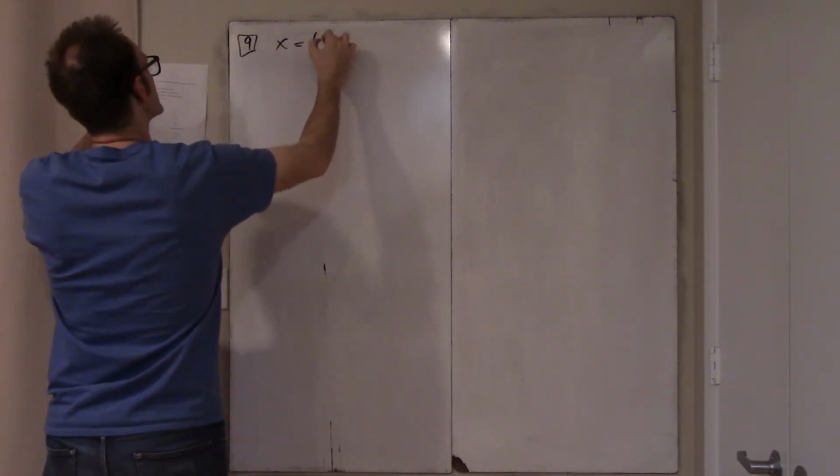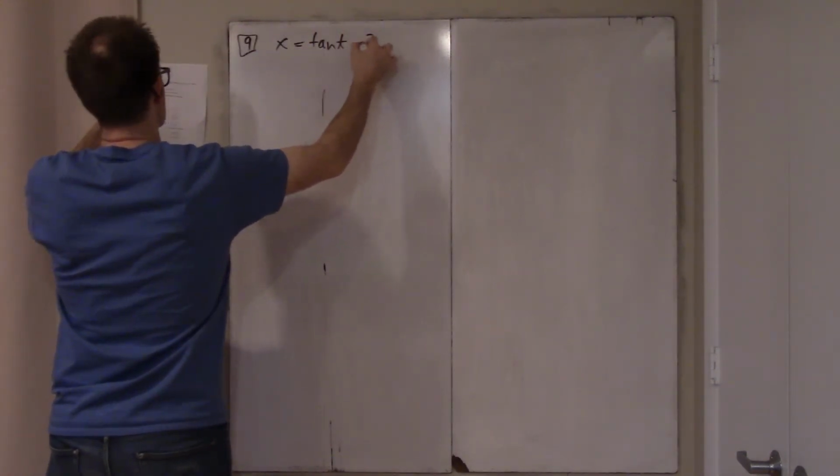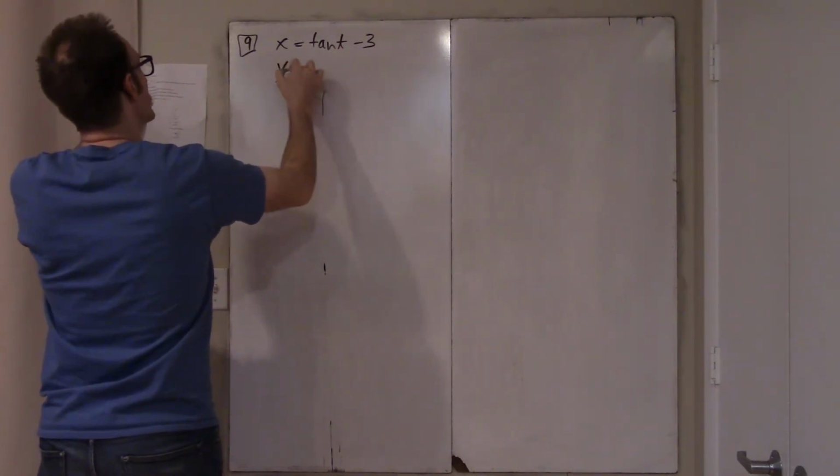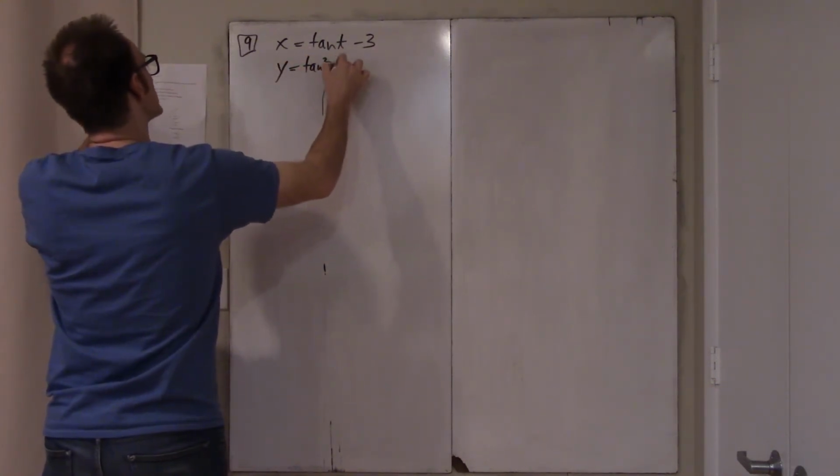x equals tan t minus 3. y equals tan squared t.